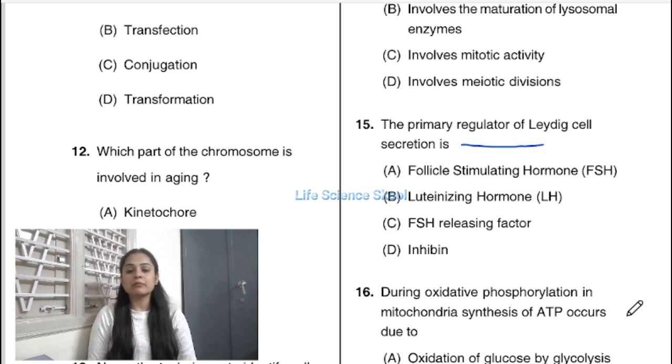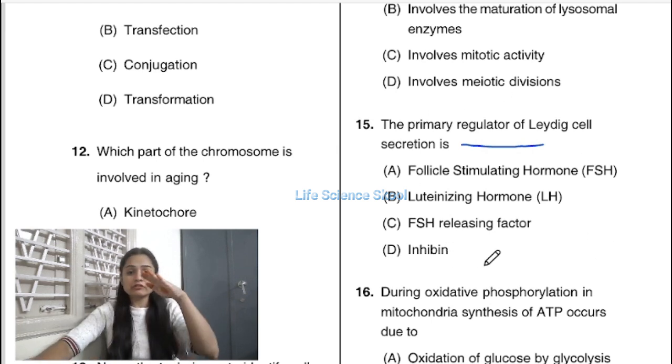Coming to the fourth option, option D, inhibin. As the name indicates, you can guess it: inhibin means it is going to inhibit, to stop that production. This inhibin hormone is going to inhibit the function. In both men and women, inhibin is going to regulate the production of FSH and estrogen. Now we can solve this question. The primary regulator of Leydig cells or interstitial cells is option B, that is luteinizing hormone.